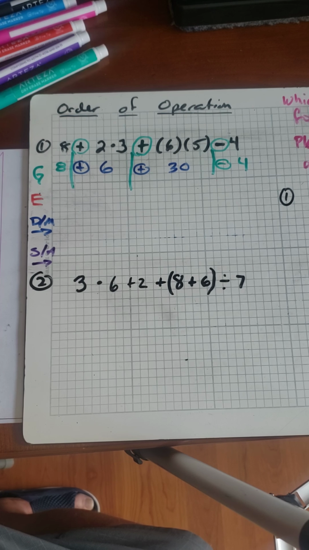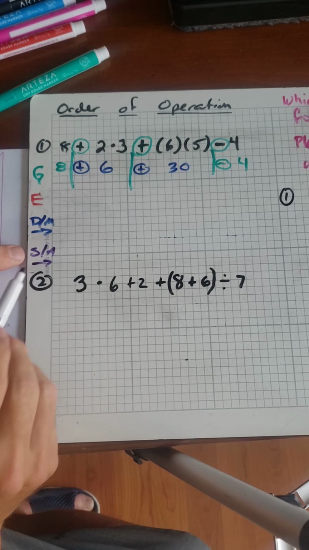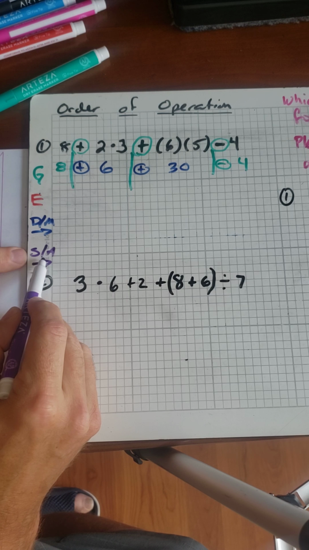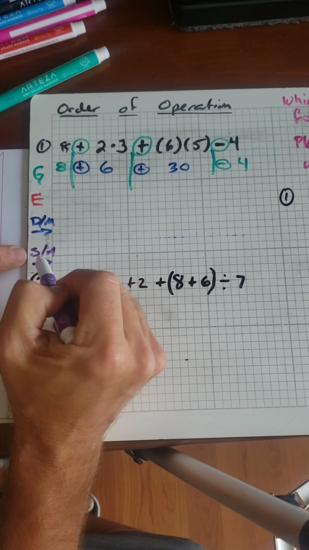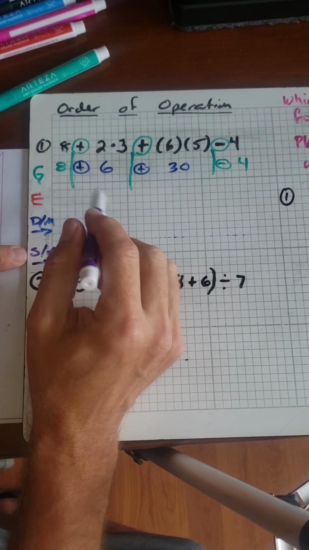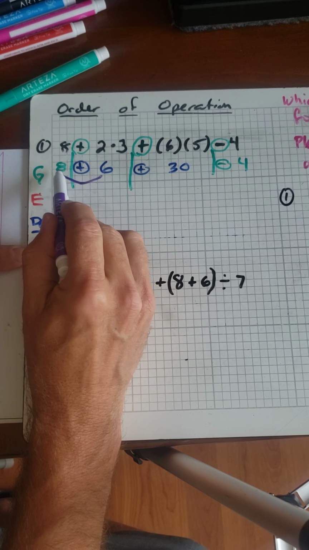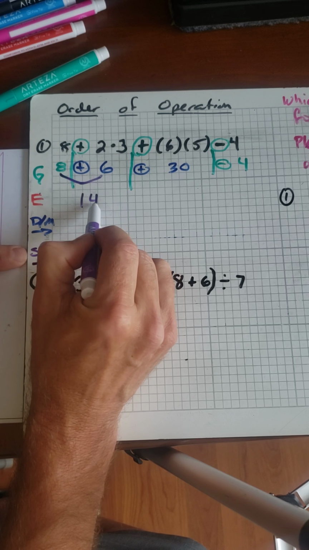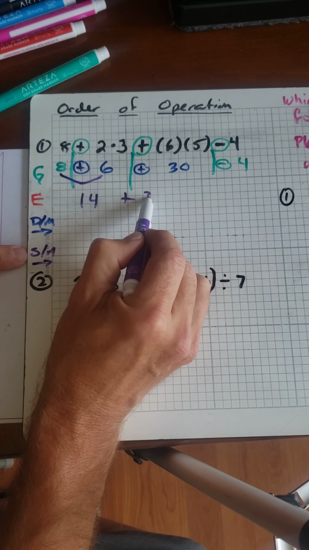And what you notice there is I'm all the way down to my bottom row. So now I'm ready to do my subtract and add, and I do that from left to right. So I'm going to do these 2 first. 8 plus 6 is 14. And then plus 30.